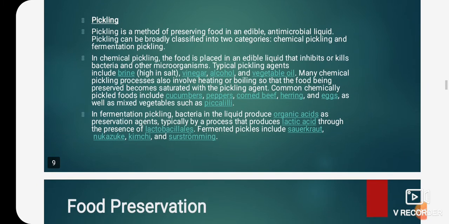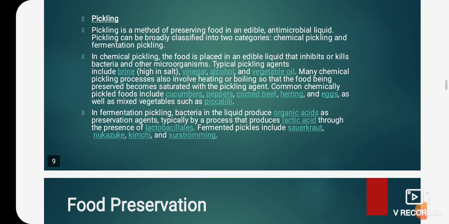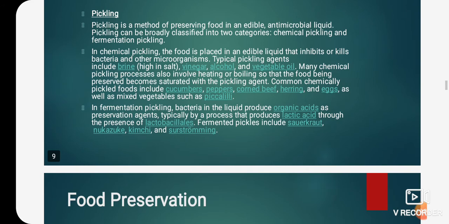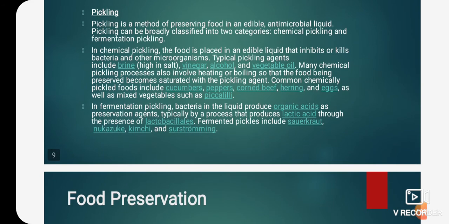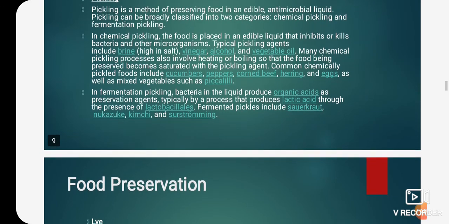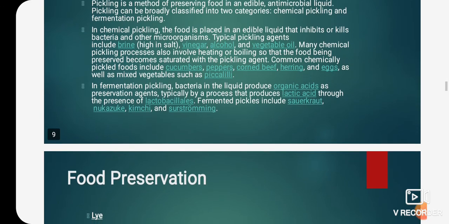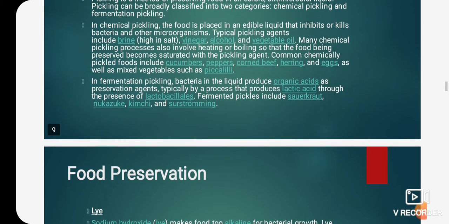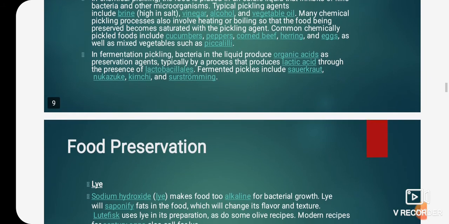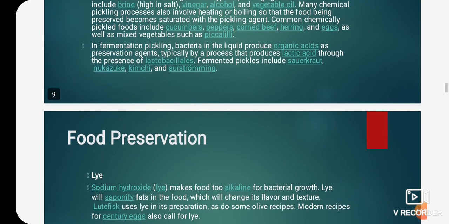In fermentation pickling, bacteria in the liquid produce organic acids as preservation agents, typically by a process that produces lactic acid through the presence of lactobacillus. Fermented pickles include sauerkraut, nukazuke, kimchi, and surströmming. Now, next is lye.